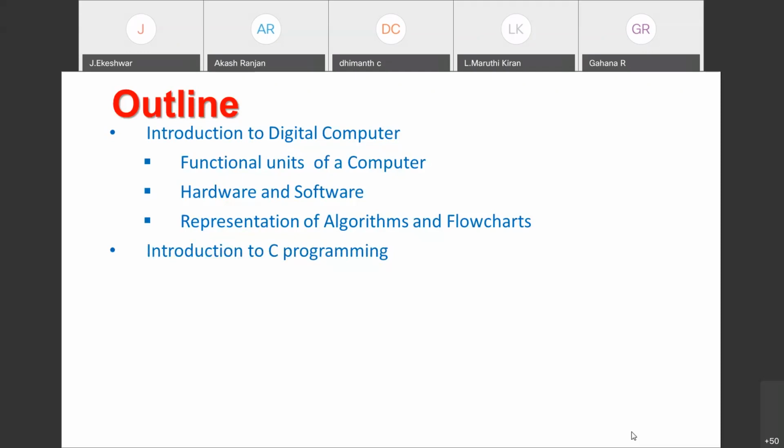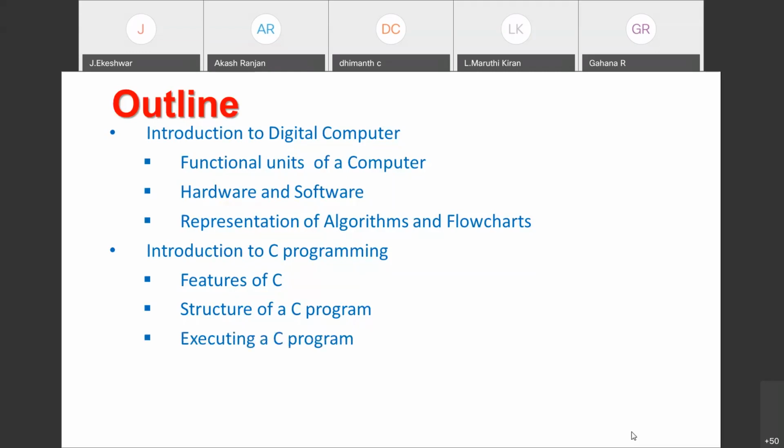Okay. We'll first look into the features of C programming language, and then we'll discuss the structure of a C program. So any C program you write, it will be having a mandatory function, that is the main function. So in addition to that main function, what are the other sections you find in a C program? We are going to discuss with example. Then we'll look into the phases involved in executing a C program.